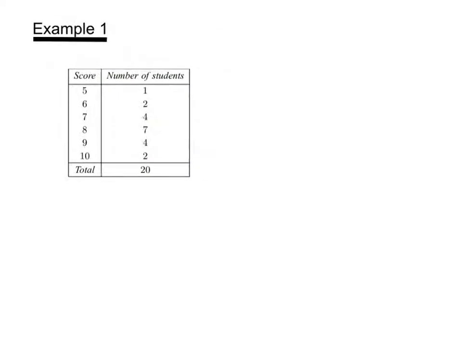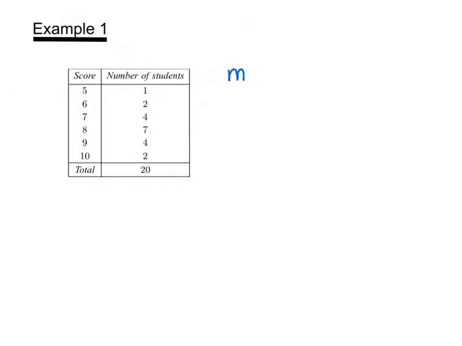Let's take a look at one more example. We've been given a data set, and this data represents the fitness level of students within a class. So each student was given a score, and then we know the number of students that received that score. So one student received a score of 5, 2 students received a score of 6, and so on. And we have a total of 20 students in the class. We're asked to find the mean, the median, and the mode.